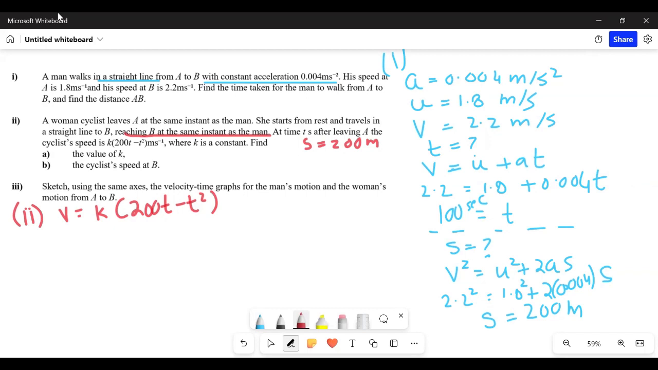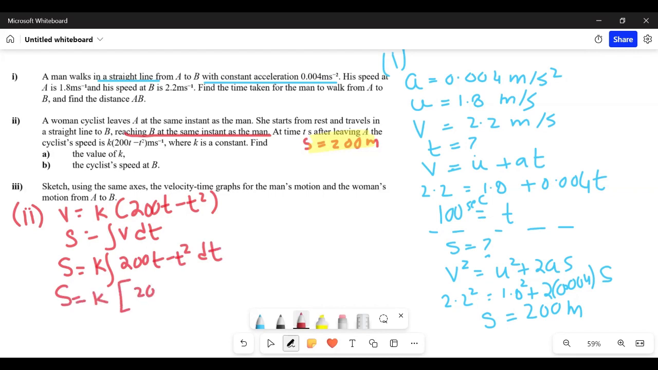So let's do that. I am going to integrate this because I have to use the value s equals 200. So now I need the expression for s. So s is the integration of v. So s will be the integral of k, which I am keeping outside, times (200t minus t square) dt. So it's going to be k, still outside, times (200t square upon 2 minus t cube upon 3), and plus c comes along.